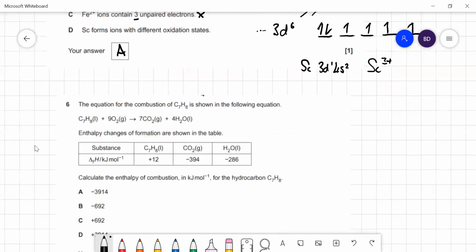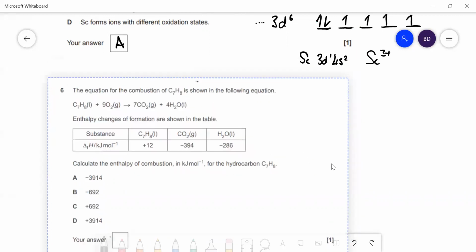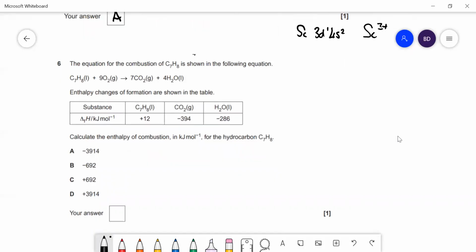Right, an enthalpy one here. Now, if you're kind of aware, you probably can tell what the answer to this one is without doing a calculation. The equation for the combustion of C7H8, shown by that equation. Calculate the enthalpy change of combustion for the hydrocarbon. Well, first of all, it can't possibly be C or D because they are positive, they're endothermic. Burning things is never endothermic. So it's going to be either A or B.